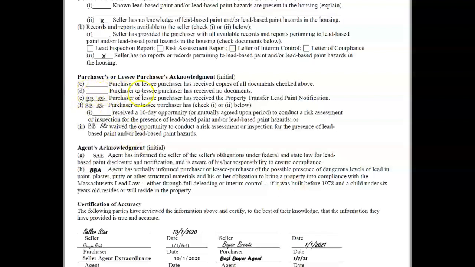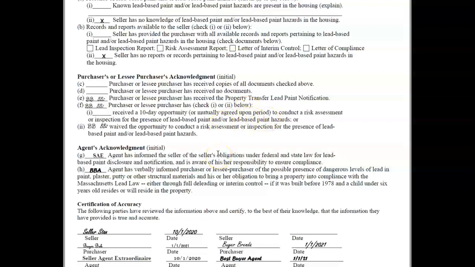Unfortunately, right here under D, we've missed the purchasers initialing on the line that they have received no documents, as is required. So that's a $10,000 fine. On number 2, we have initials as opposed to the checks as indicated that they wanted on this line.